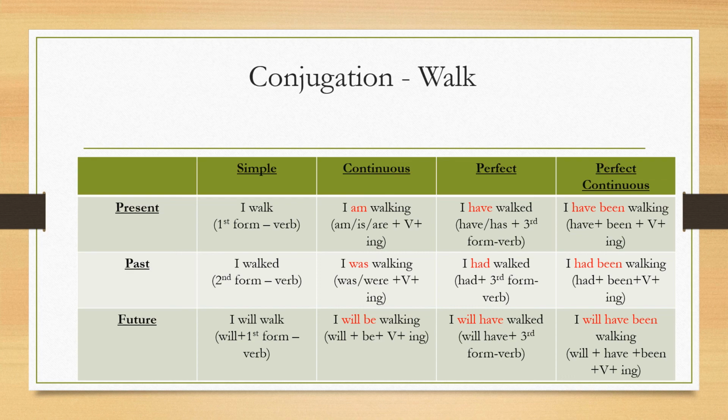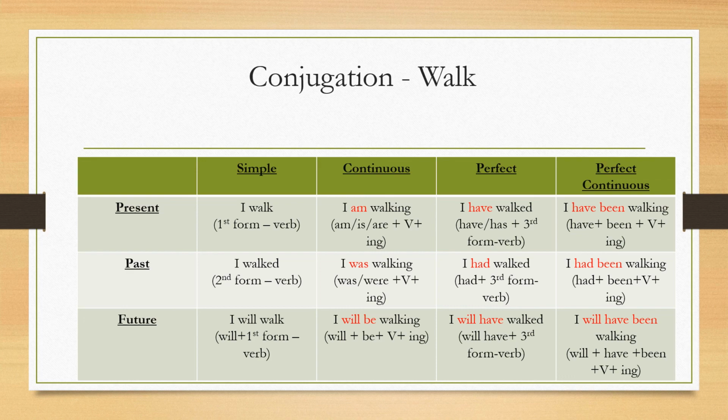Moving on to continuous. In continuous, we need to remember that we need to add ing with the verb in order to make it continuous. For example, present continuous, I am walking. So depending on the person, we need to add am or is or are plus verb plus ing. If it was he, it would be he is walking.